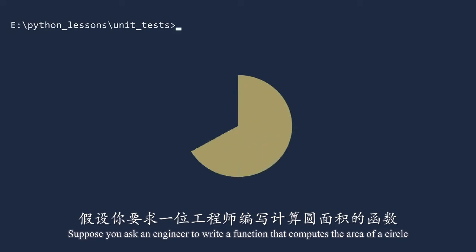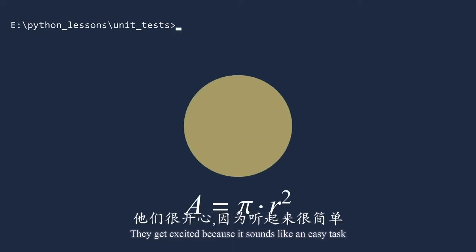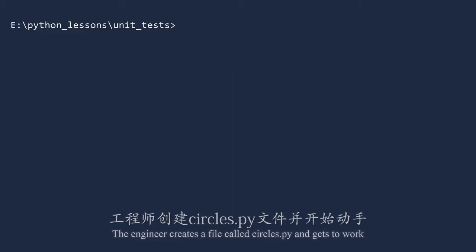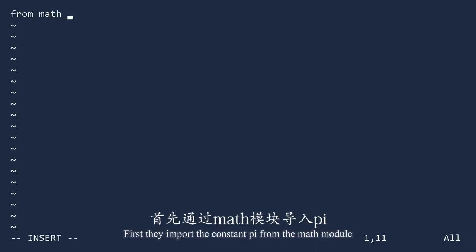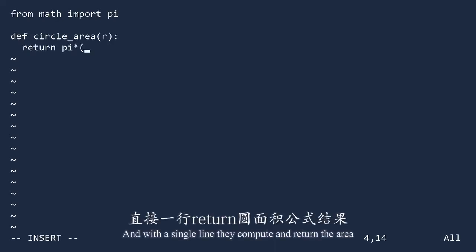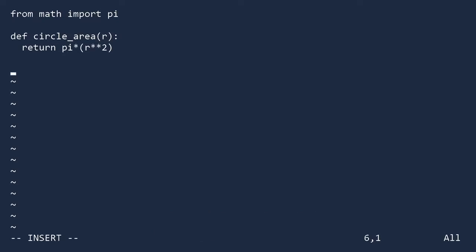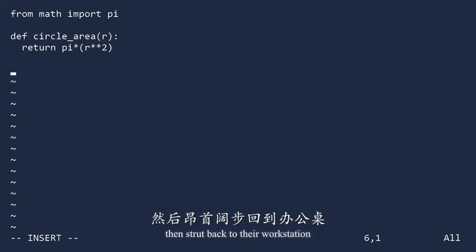Suppose you ask an engineer to write a function that computes the area of a circle. They get excited because it sounds like an easy task. The engineer creates a file called circles.py and gets to work. First, they import the constant pi from the math module. Next, they define the function. And with a single line, they compute and return the area. Finally, they give us the function to test, then strut back to their workstation.